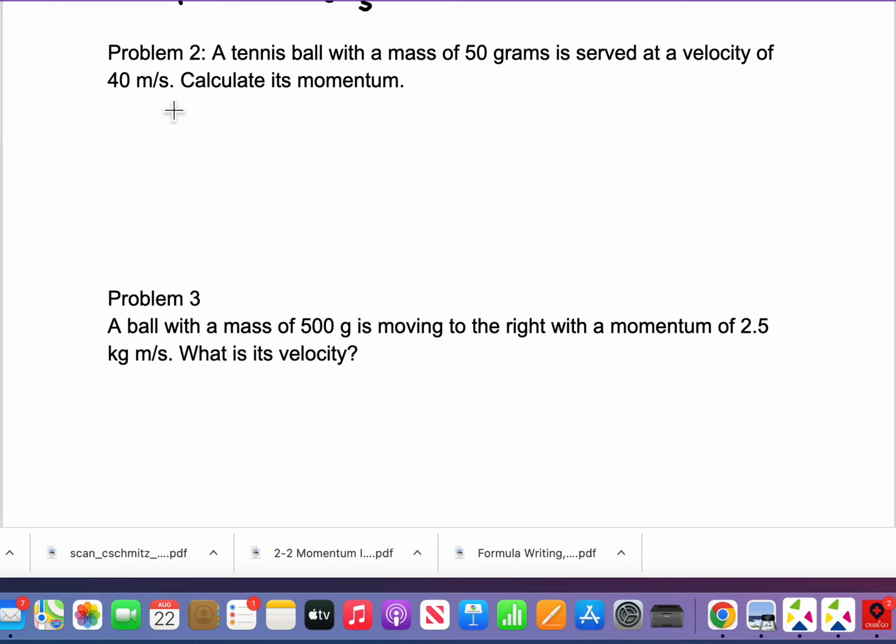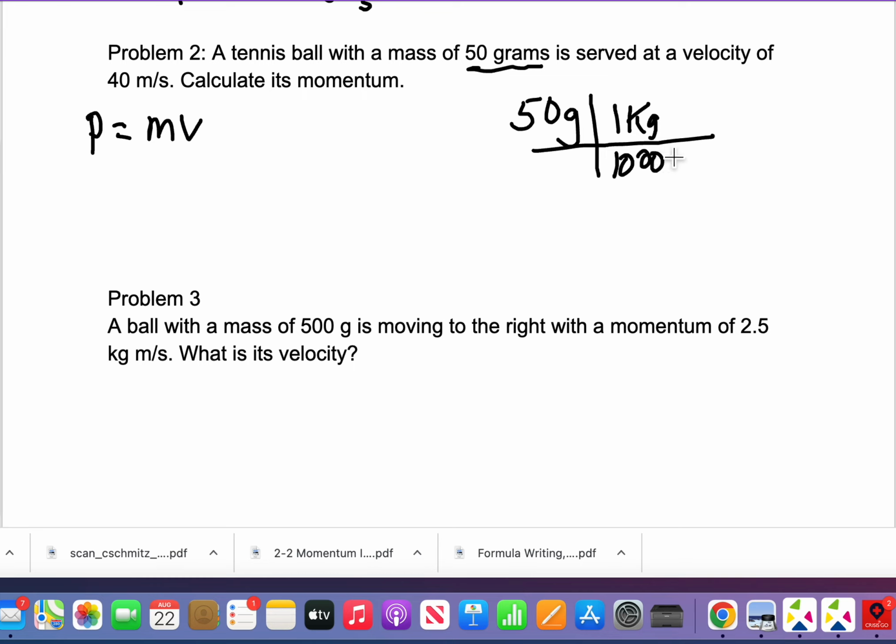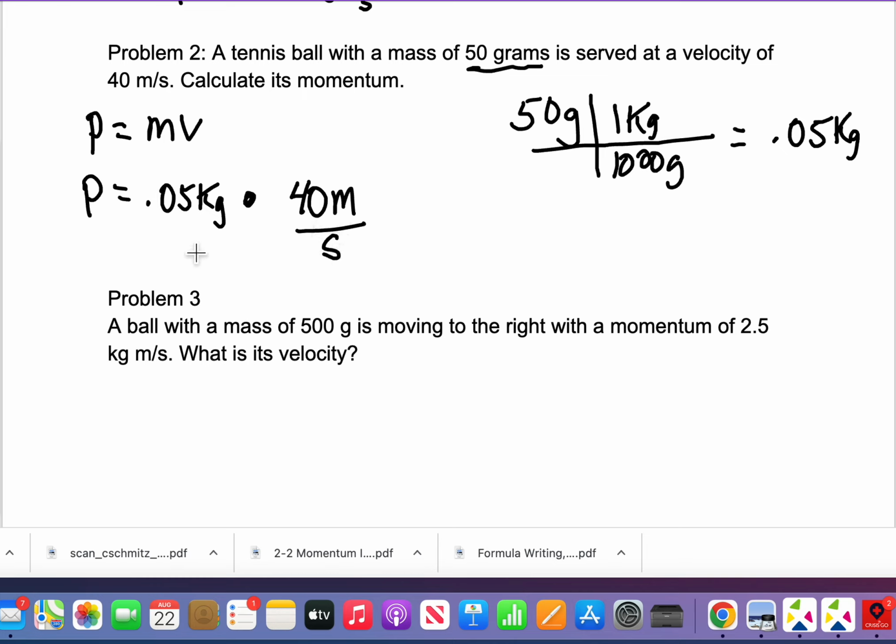Okay, we're going to calculate its momentum. So momentum equals mass times velocity. There's our formula. But if we look, our mass is not in kilograms, so we're going to change it. 50 grams, using our conversion, 1 kilogram is equal to 1,000 grams. So 50 times 1 divided by 1,000 equals 0.05 kilograms. Now we can plug that in for our mass, 0.05 kilograms, and multiply it by the velocity, 40 meters per second. If we take 0.05 times 40, we end up getting 2 is what the calculator would say, but the units are kilograms times meters per second. That's a momentum unit.